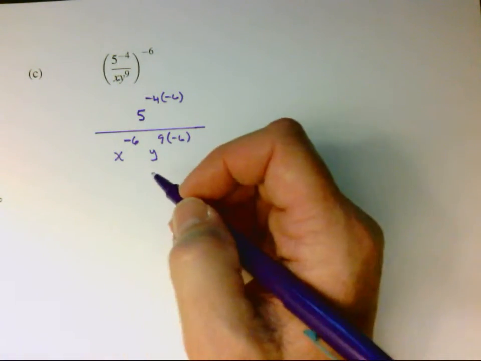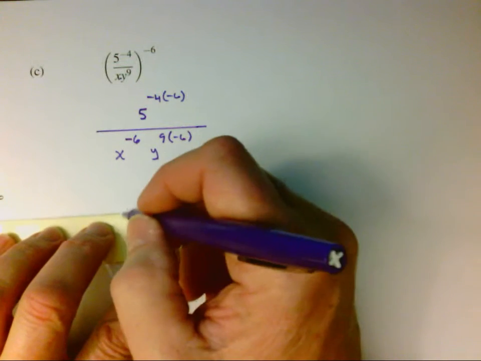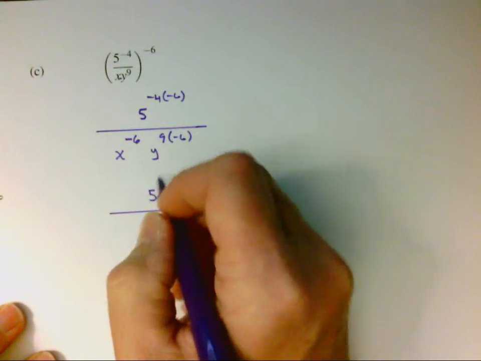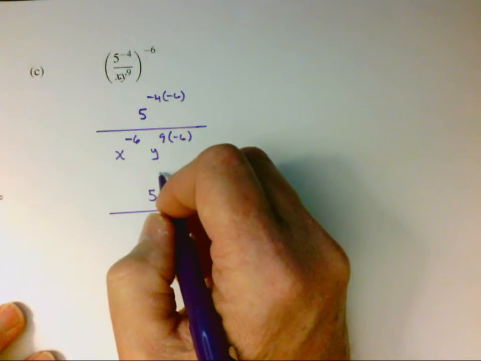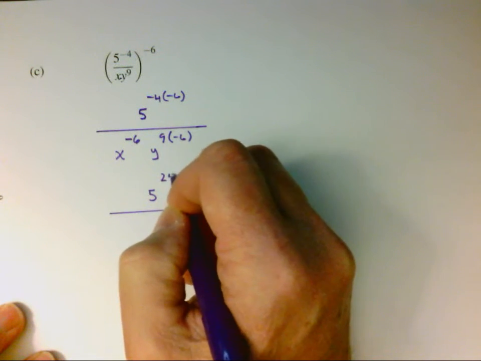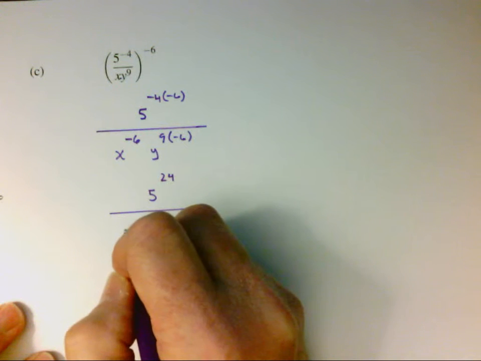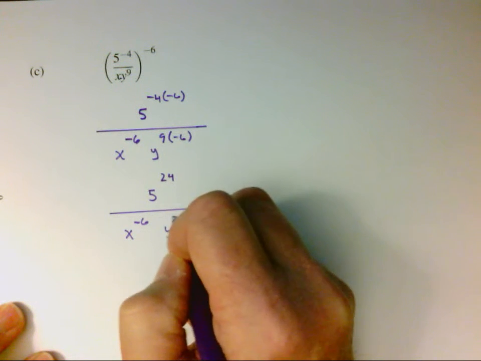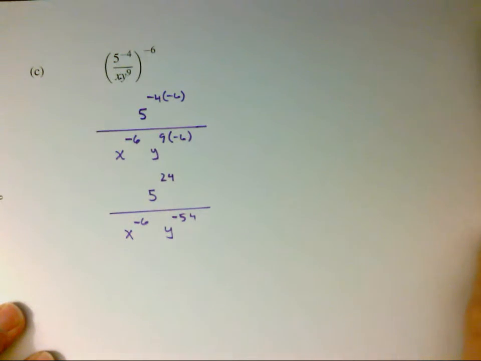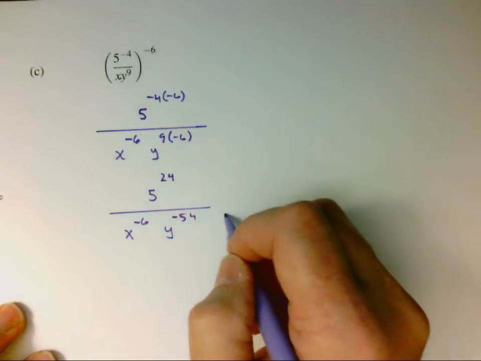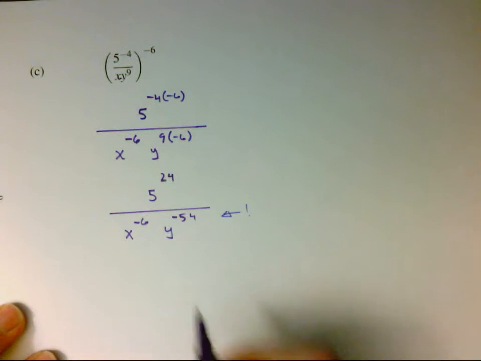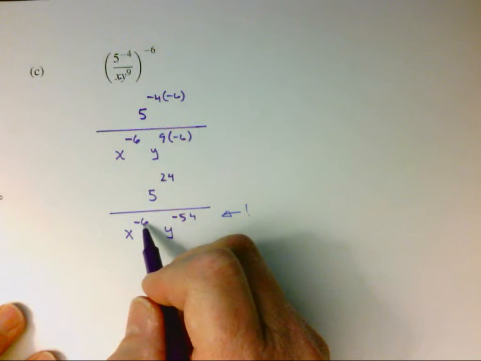So we'll end up once again with 5, a rather ordinary number, raised to a rather large exponent. Negative 4 times negative 6 will be a positive 24. x to the negative 6, y to the negative 54. We're not supposed to have negative exponents. So we rewrite this answer. Anything with a negative exponent changes positions in the fraction.